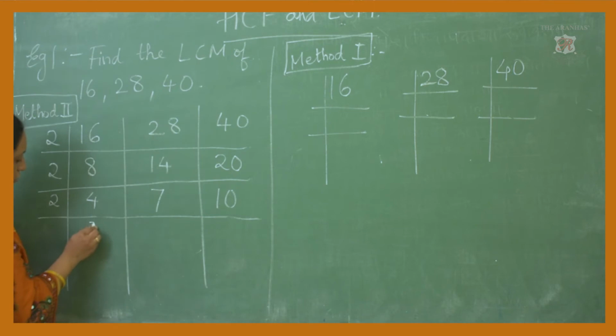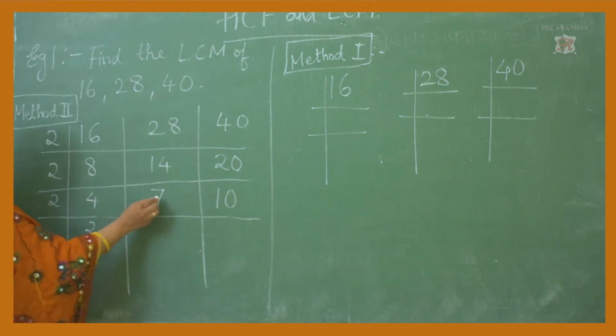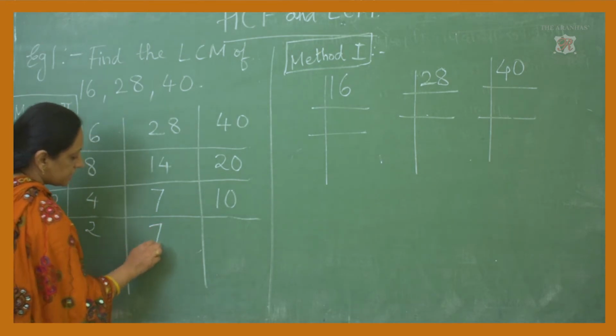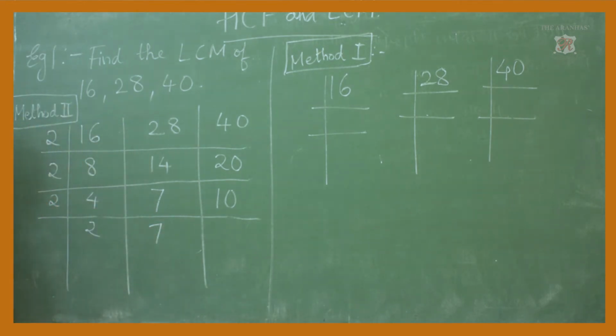2 2s are 4. Now 7 does not come in the 2 table. You will write this 7 as it is, because it is not divisible by 2. Copy down 7 like that only.